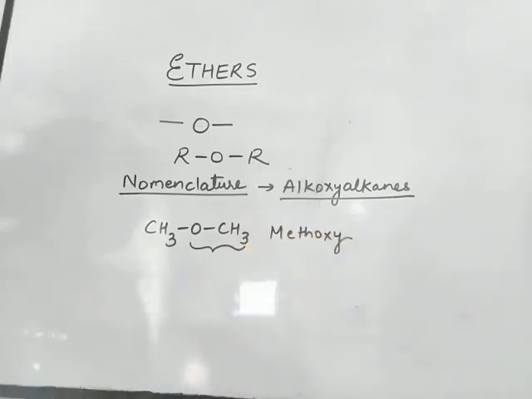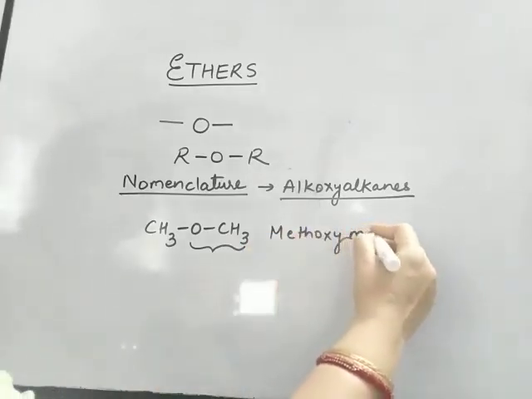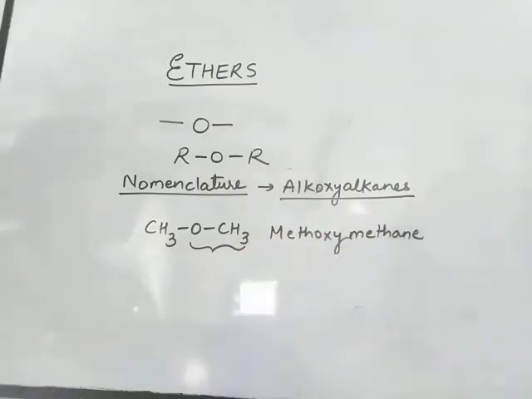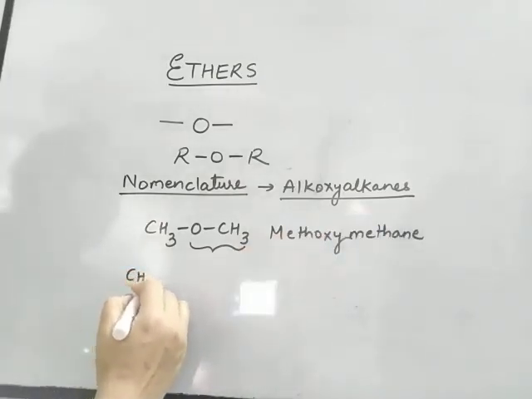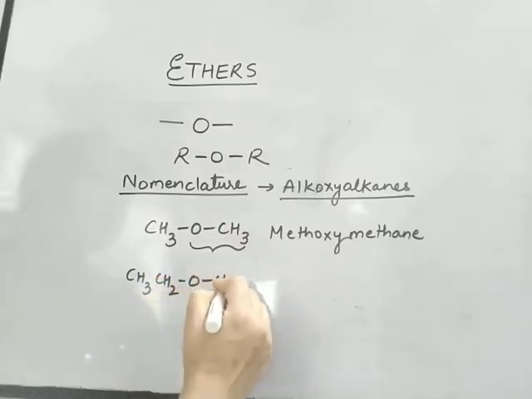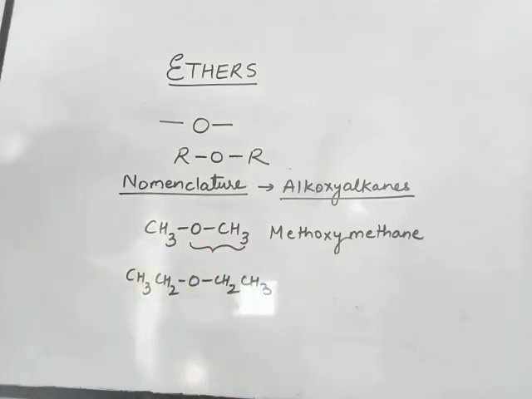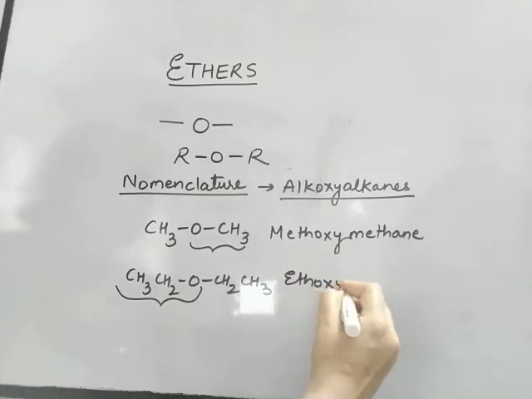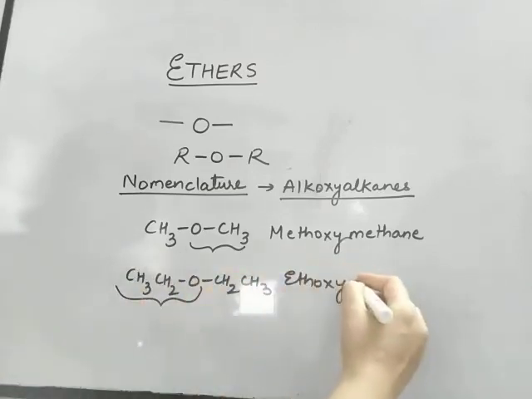Now how many carbon atoms are left? Only 1, so it is methoxymethane. Suppose if I take this compound, on both the sides 2 carbon atoms are there. Now I can select any one of them to be included with oxygen. Suppose I am including this part. So it will be 2 carbon chain with oxygen. So it will be ethoxy. And how many carbon atoms are left? 2. So it is ethoxyethane.